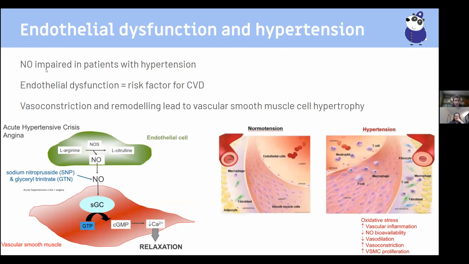Nitric oxide is impaired in patients with hypertension, and endothelial dysfunction as a result is a significant risk factor for cardiovascular disease. If you have impaired nitric oxide, you can get vasoconstriction and remodeling, which leads to vascular smooth muscle cell hypertrophy. So over here, you can see your nitric oxide leading to relaxation. This is in a normotensive cell. This is in a hypertensive cell. You can see there's increased muscle volume, increased hypertrophy, decreased vasodilation, increased vasoconstriction, inflammatory cells everywhere, less nitric oxide available, more fibroblast deposition.